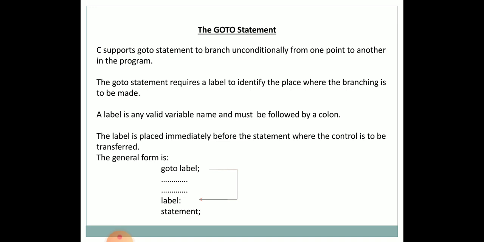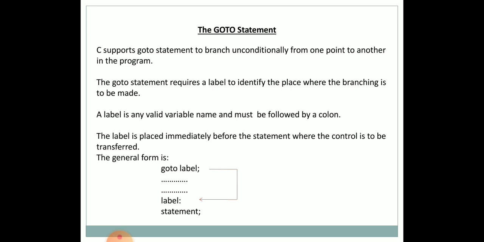It may be useful in some programs to make use of the unconditional branching statement to repeat a particular part of a program. The goto requires a label in order to identify the place where the branch is to be made. A label is any valid variable name and must be followed by a colon. The label is placed immediately before the statement where the control is to be transferred.